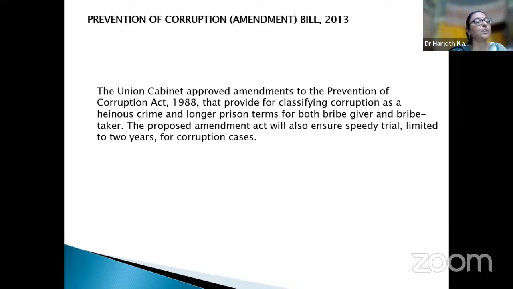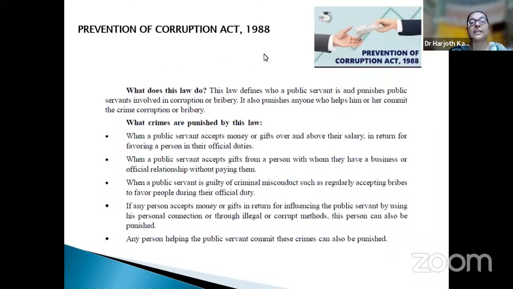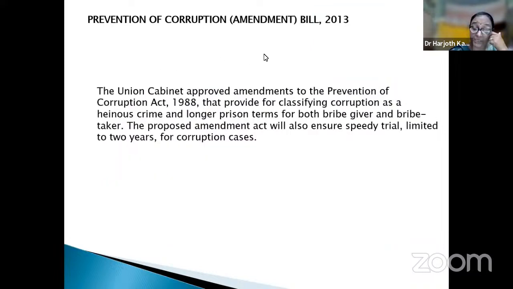Next, we have the Prevention of Corruption Amendment Bill in 2013. See, it was 1988, and then some amendments, some changes were brought in 2013. The Union government approved amendments to the Prevention of Corruption Act 1988 that provide for classifying corruption as a heinous crime and longer prison terms for both bribe giver and bribe taker. So a great change. Even the bribe giver also is punished. The proposed amendment act will also ensure speedy trial limited to 2 years for corruption cases.